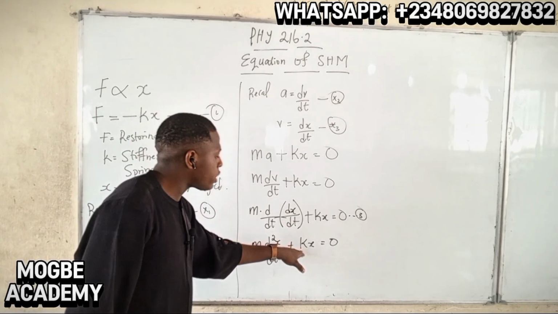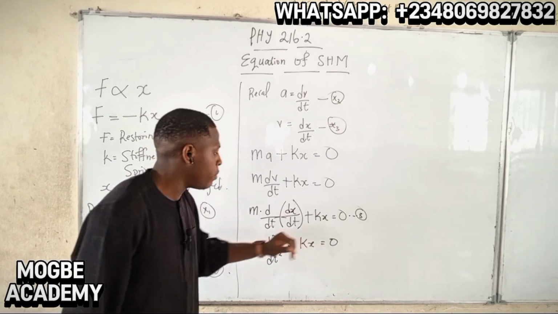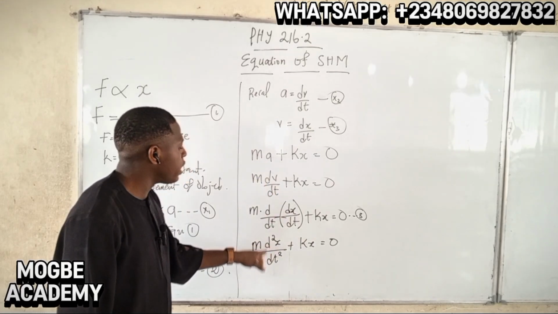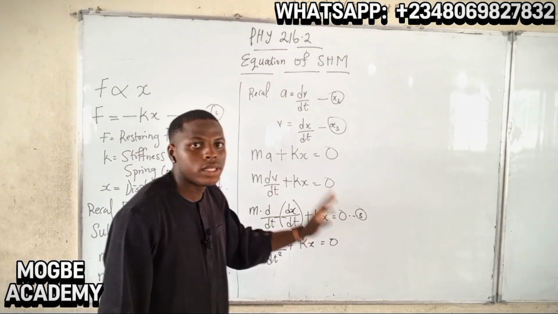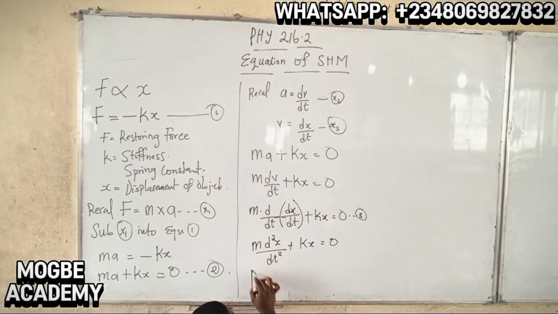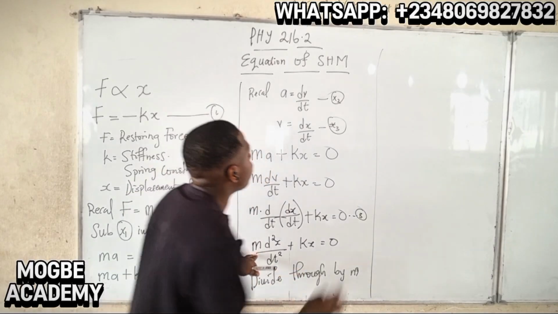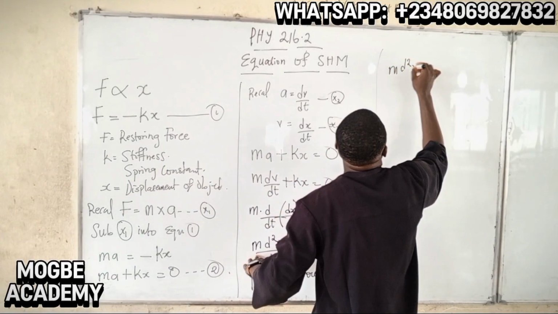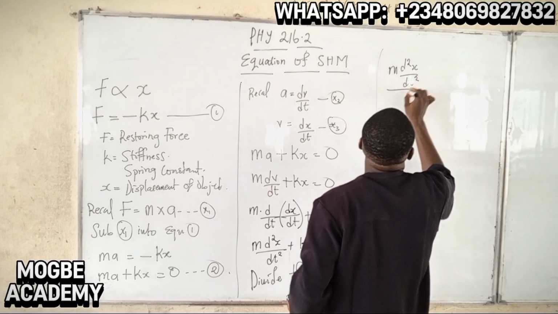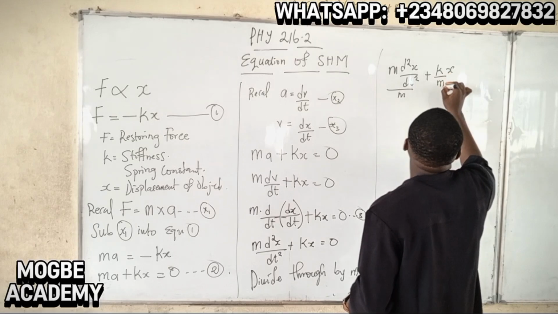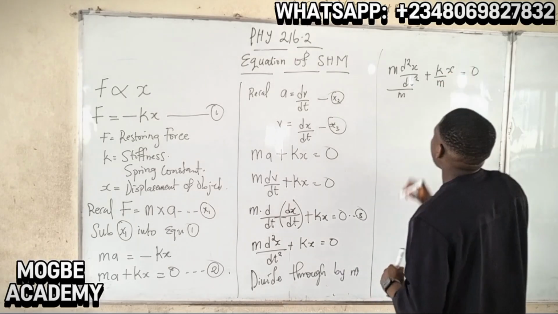We have a constant and a variable S, which is displacement. What we do is, let's make your differential stand alone. Now if you want to make this differential stand alone, you are going to divide through by M. We divide through by M. Now, if we divide through by M, we are simply having M d square S over dt square divided by M, plus KS divided by M, and this is equal to 0.